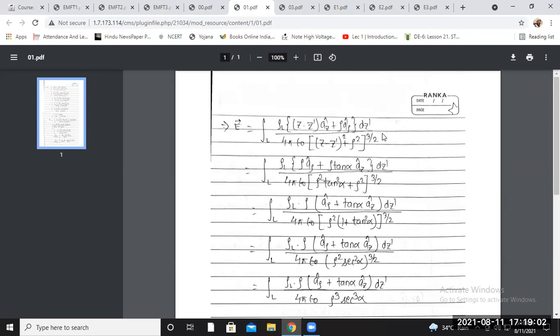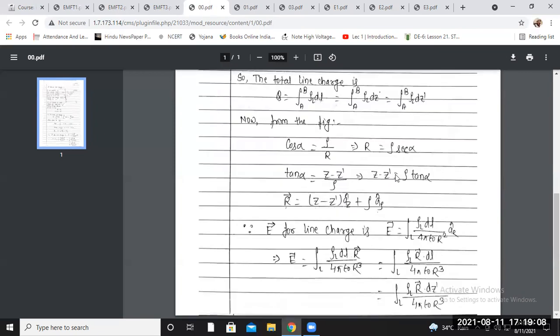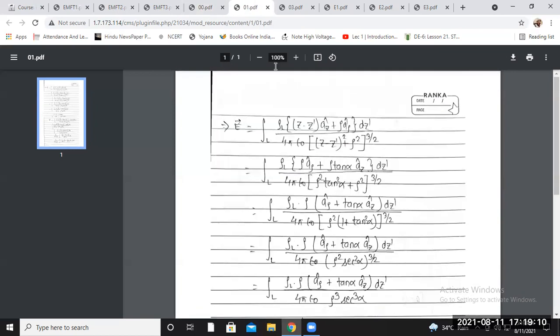So this is not very much tough. This is mathematical calculation. Now put the value of z minus z dash, as you have derived z minus z dash equal to rho tan alpha. So z minus z dash will be, as you know, rho arrow cap plus z minus z dash is rho tan alpha, and this az is placed as it is. Then dz dash, then in the denominator part 4 pi epsilon naught z minus z dash whole square.